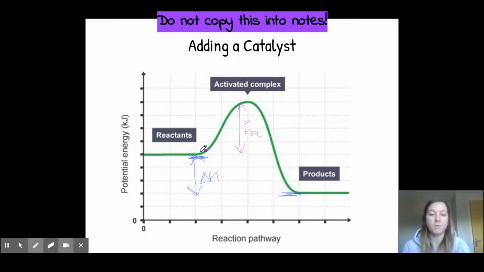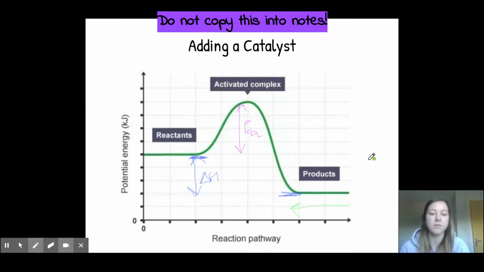Now, when we've spoken about this, this is for the forward reaction. So the pink is showing you the forward reaction. I'm going to show you the activation energy of the reverse reaction. So if we think about it, the products are coming along here. They then have a much, much larger energy hill to overcome, if you want to think about it like that.